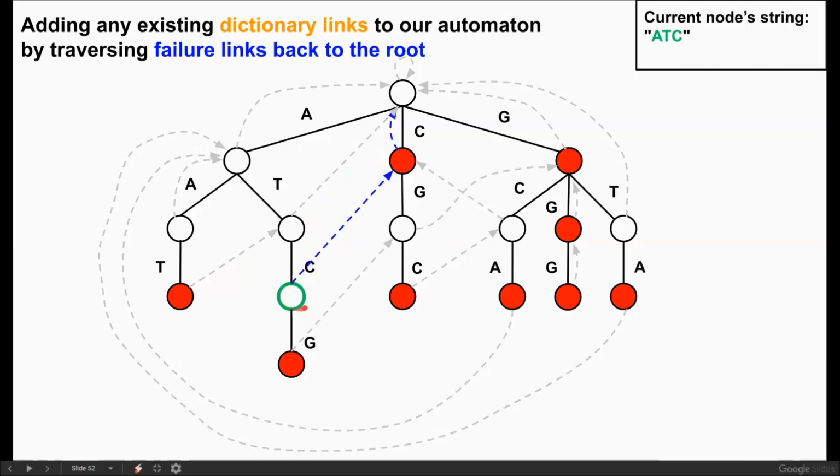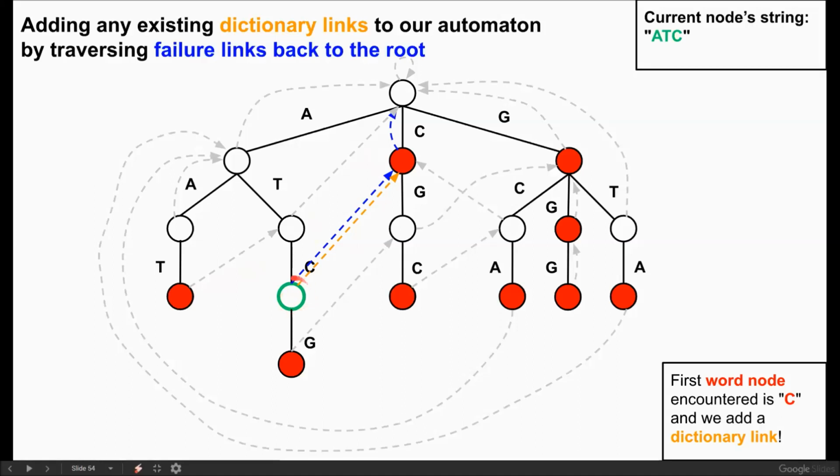Let's try this one. Same thing, let's traverse the failure links back to the root and see if we hit a word node. So we traverse and we encounter this node, and this is a word node. Since we've hit a word node and it's the first word node that we hit, we're going to stop and we're going to add a dictionary link from that current node to the word node that we encountered on our traversal back to the root.